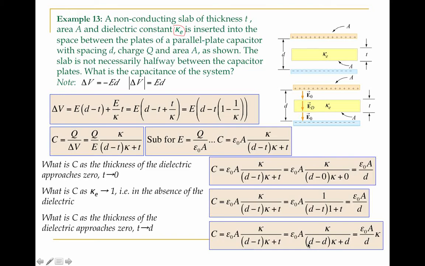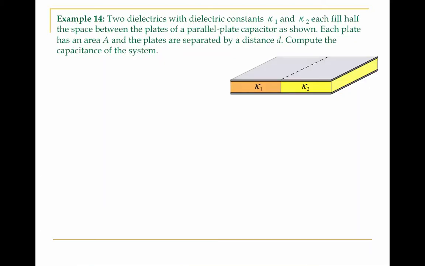D minus d is 0. And so this will cancel, this will go, and then I have epsilon A kappa divided by d, and that's what I have there, and the problem is solved. All right. Next example, it's a little bit different.